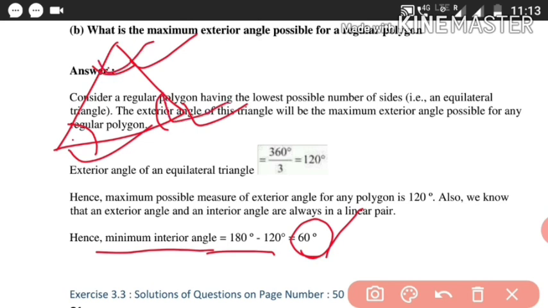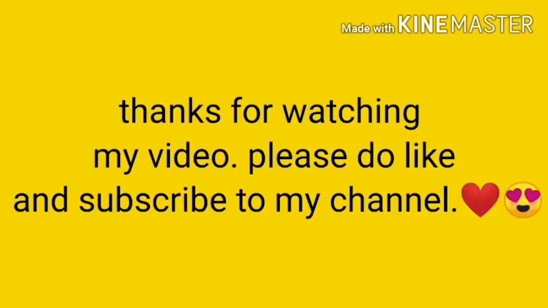All sides will be equal. If it is 50, 50, 50, then it will not be a triangle, because the sum of the three angles of a triangle is 180 degrees, isn't it? If you take only 50, 50, 50, it will not be 180 degrees. So here the minimum interior angle is how much? 60 degrees. So this was the last question of this exercise.